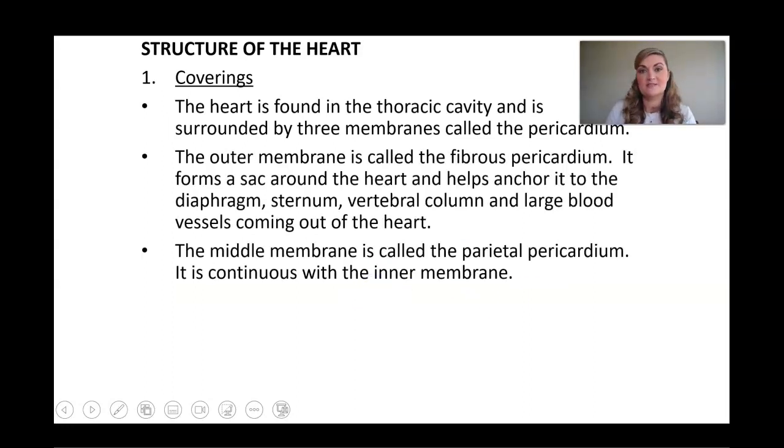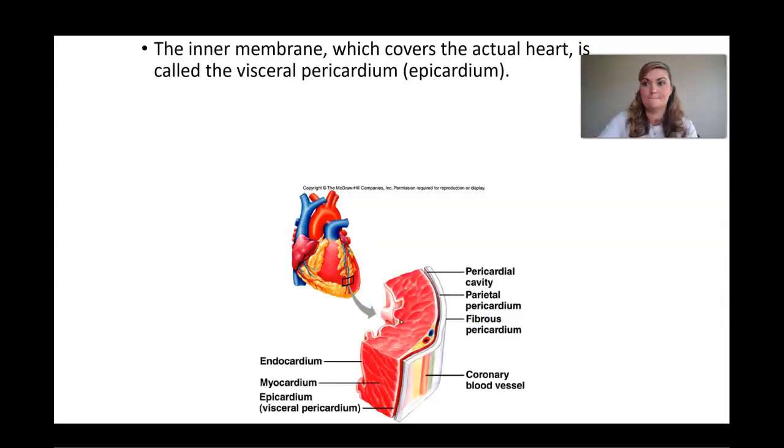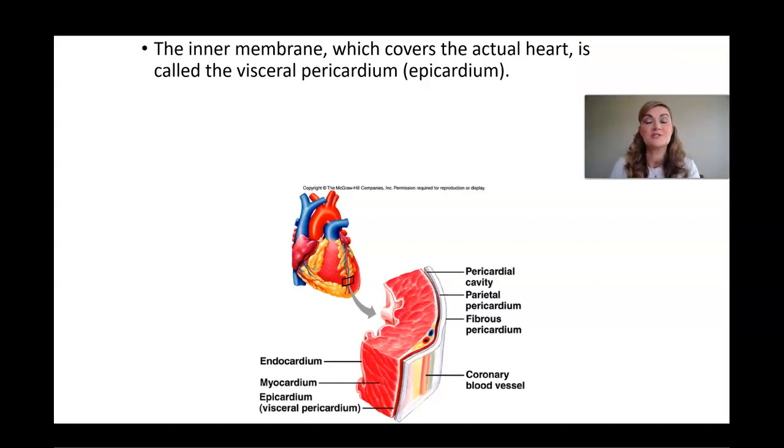Now, the middle membrane that's going to be found covering the heart is going to be referred to as the parietal pericardium. That's going to be continuous with the inner membrane. It's that inner membrane that is actually going to be the section that goes around the heart, and that's going to be referred to as the visceral pericardium. With these different types of membranes, which you probably learned in Anatomy 141, the parietal membrane is going to be towards the wall or towards the outer section of the body. The visceral is going to be towards that actual organ that it's surrounding or covering. And so here we have the visceral pericardium, which is often referred to as the epicardium.